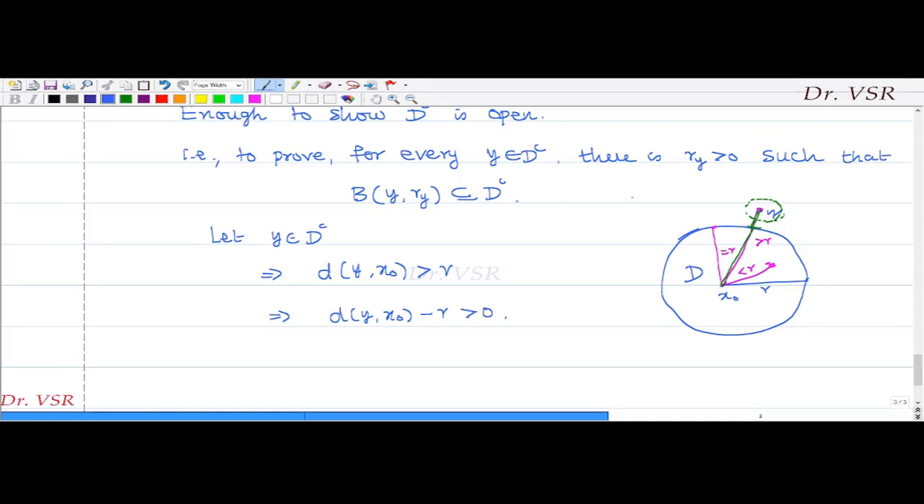Now this distance is this one. This is the distance here. Okay, this is the distance, understood? The distance from here to here is this. What am I going to do with this? I'm going to take half. So put r suffix y equal to 1 by 2 times the distance between y comma x naught minus r. I take half of this.